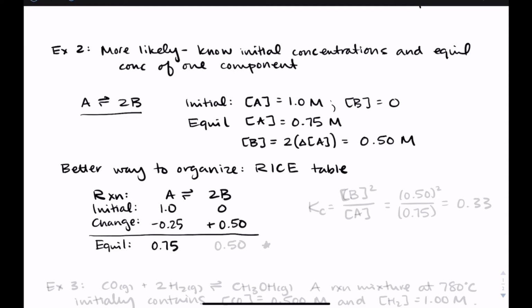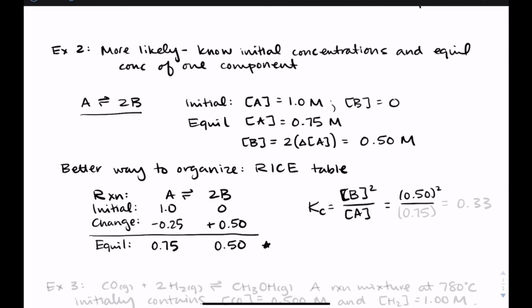Now, across the change row, everything is related through the mole ratios. So for every 1A that I use up, I make 2B. So if I'm using up A and I'm making B, and A is a minus, then B has to be a plus. And if it's 0.25A, then I had to make 0.5B. And now 0 plus 0.5 is 0.5.